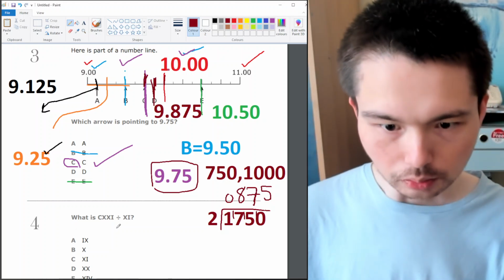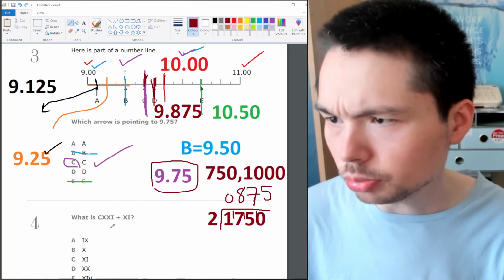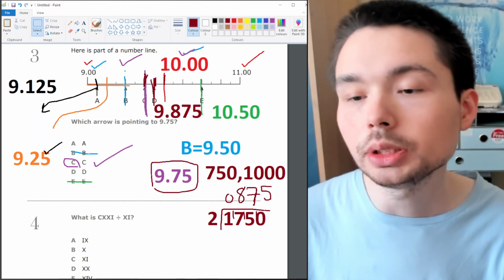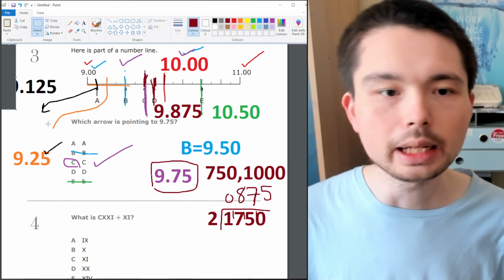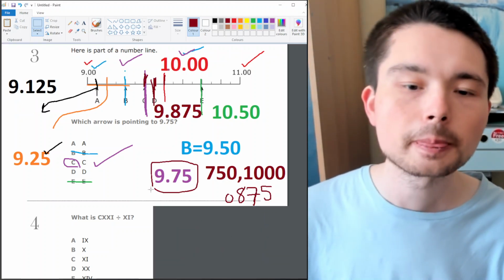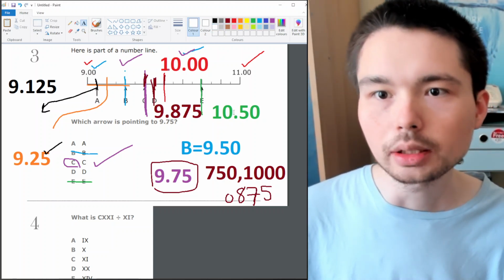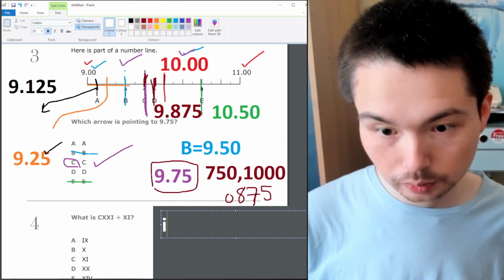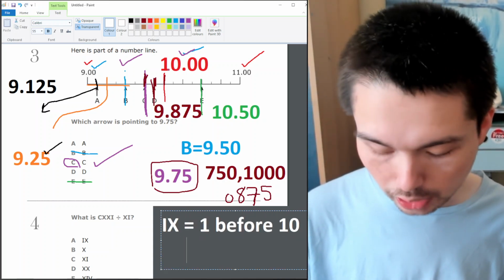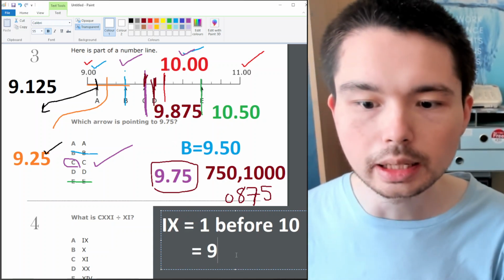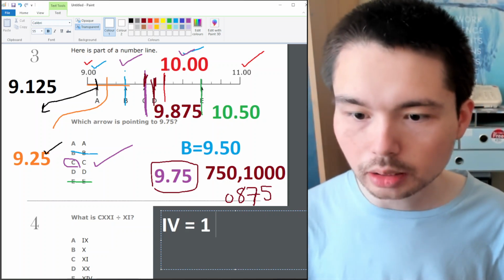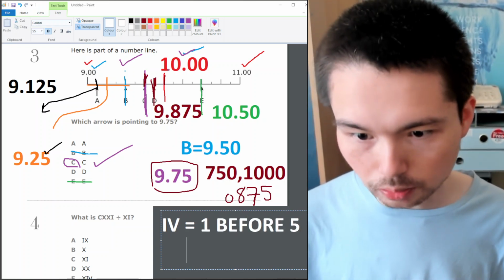Next, question 4. They're being really mean here again. They're putting Roman numerals in. I don't love that. Now, one tricky thing about Roman numerals is if the smaller one is before the bigger one, you have to subtract. What do I mean? Well, IX is the really famous one. 1 before 10, which is 9. And then here, the other one, 1 before 5 is 4.